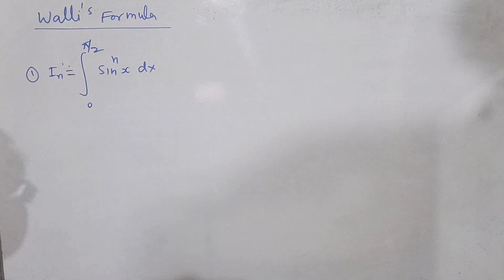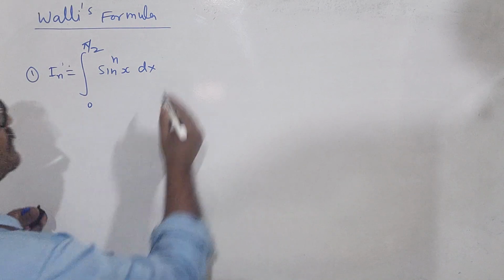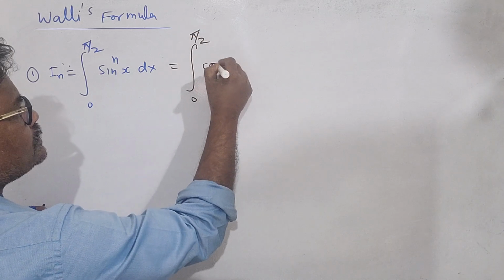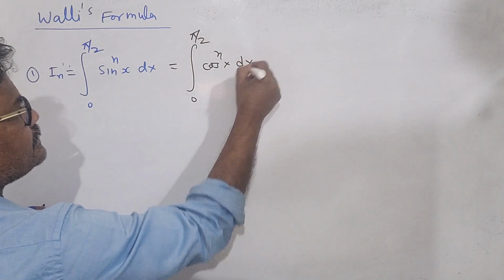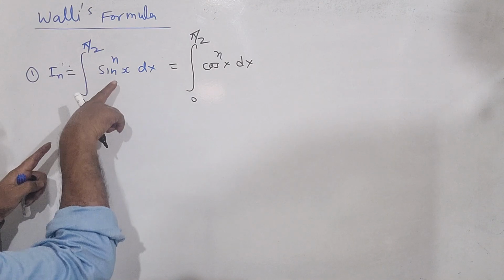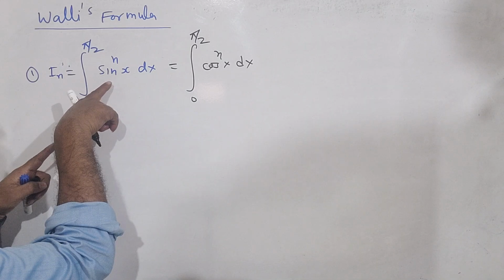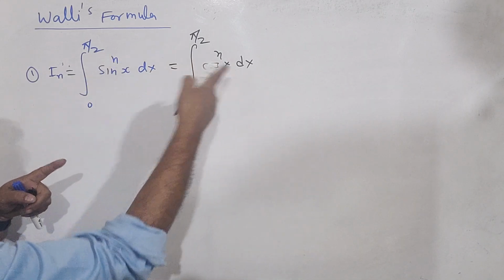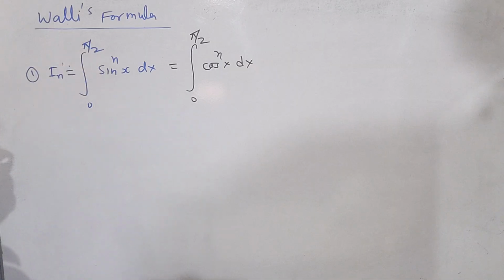And one important point is that when we apply the King's formula, this can also be written as integration from 0 to pi by 2 of cos to the power n x dx. Both the integrations are the same. Correct? Number one. So we can apply the Wallis formula when the trigonometric function is sine or cos, the power n is a natural number, and the limit is 0 to pi by 2.